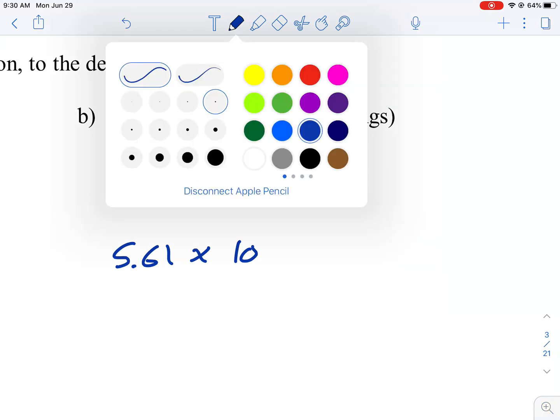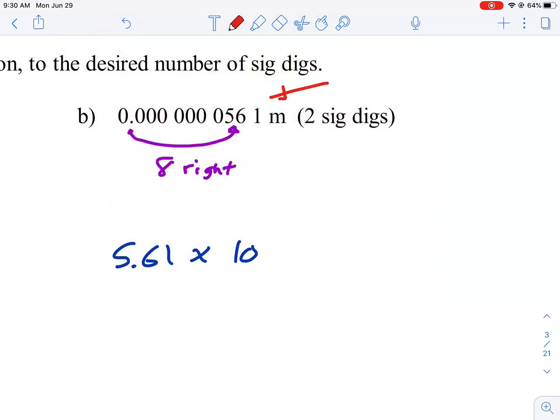But can you guys see that this number here is a small number? It is less than 1 in magnitude. And because it's a small number, would that be a positive or negative exponent? And that'd be negative. So this becomes negative 8, and then again, don't forget the units.